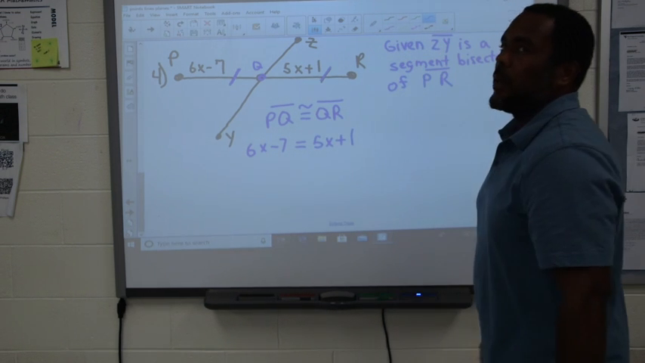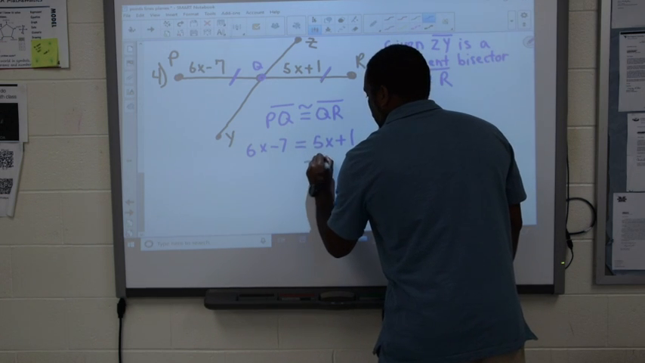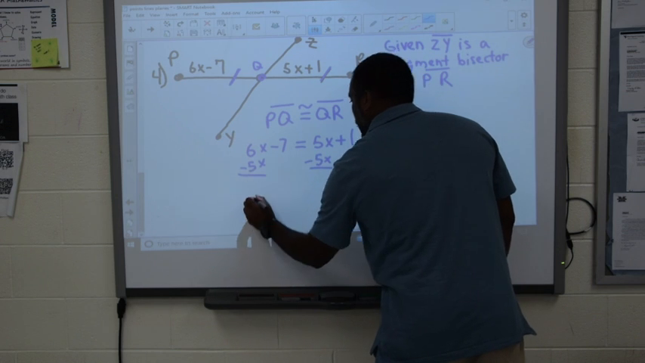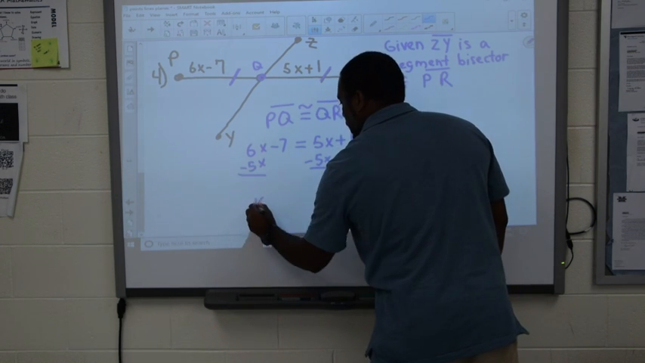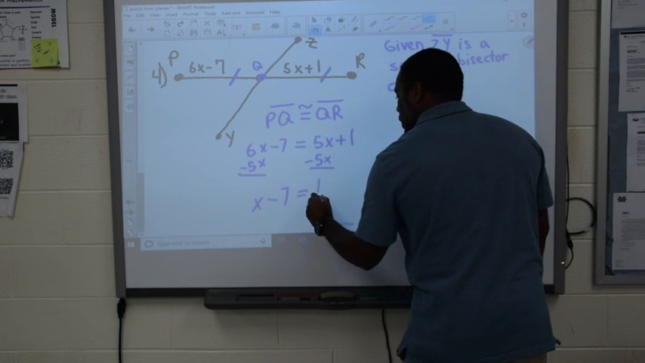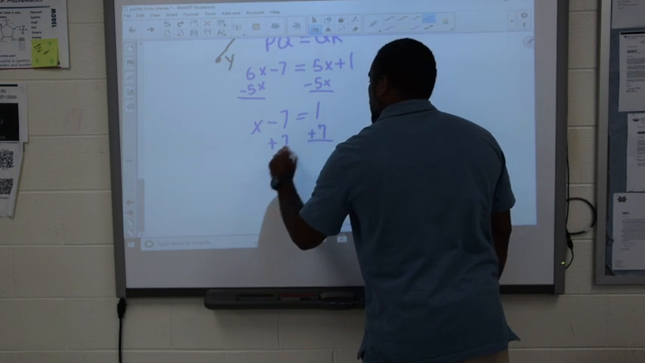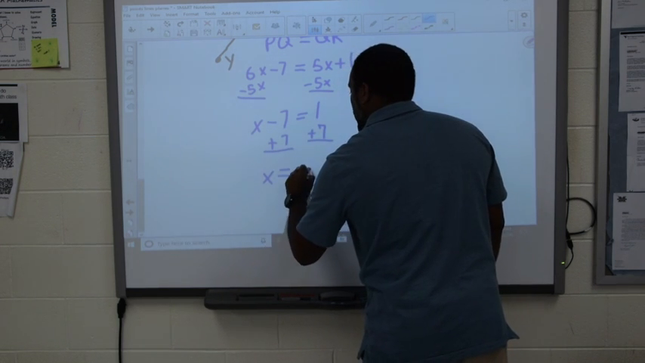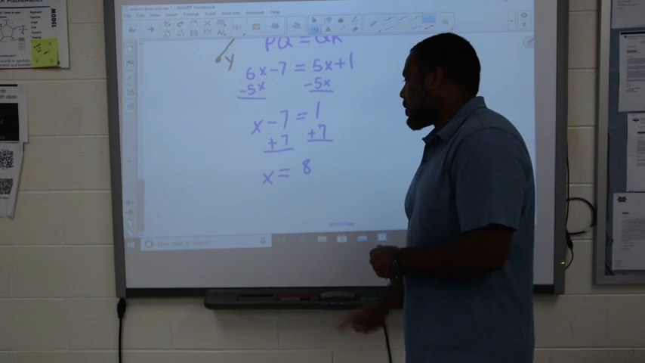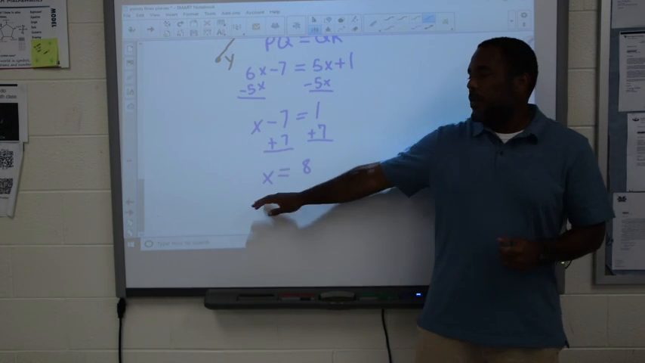And from here, all you're doing is just solving the equation. I would subtract 5x from both sides of my equation. That leaves me with 6x minus 5x, so just 1x, minus 7 is equal to 5x minus 5x, 0, plus 1. Add 7 to both sides of my equation, and x is equal to 8. Here in this problem, all I'm looking for is what is x. I found x, there it is. So as long as you're able to set up your equation, you'll be able to solve it.